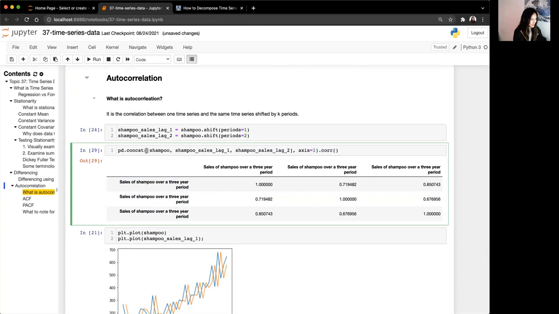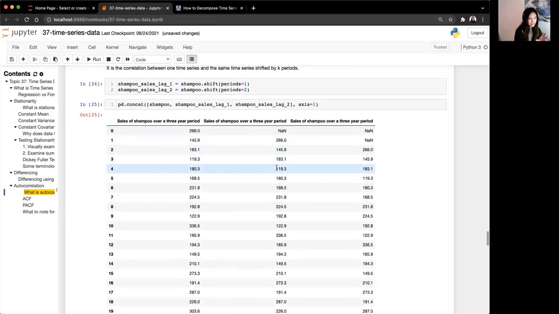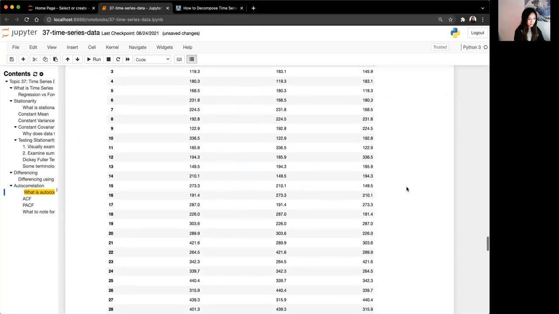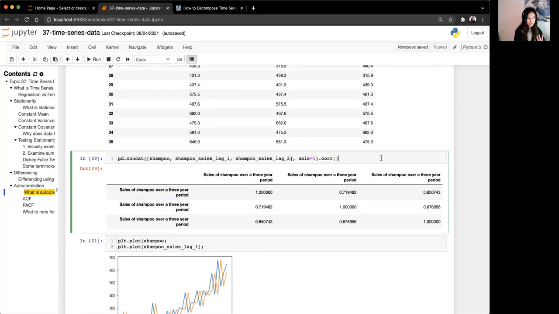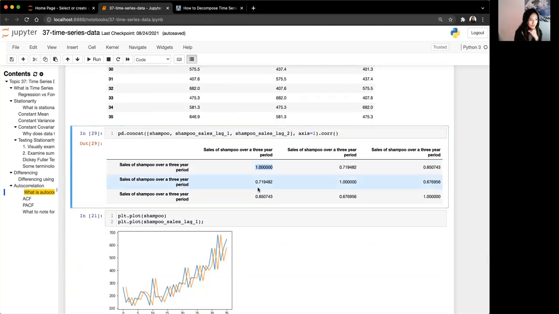This is what my data looks like. I've shifted it once, shifted it twice over here. Now, if I take the correlation, we can see something really interesting. The time series itself has a 0.72 correlation with one shift and a 0.85 correlation with two shifts. So at any point, there is a pretty strong relationship with the point 2 periods ago, or even 1 period ago.